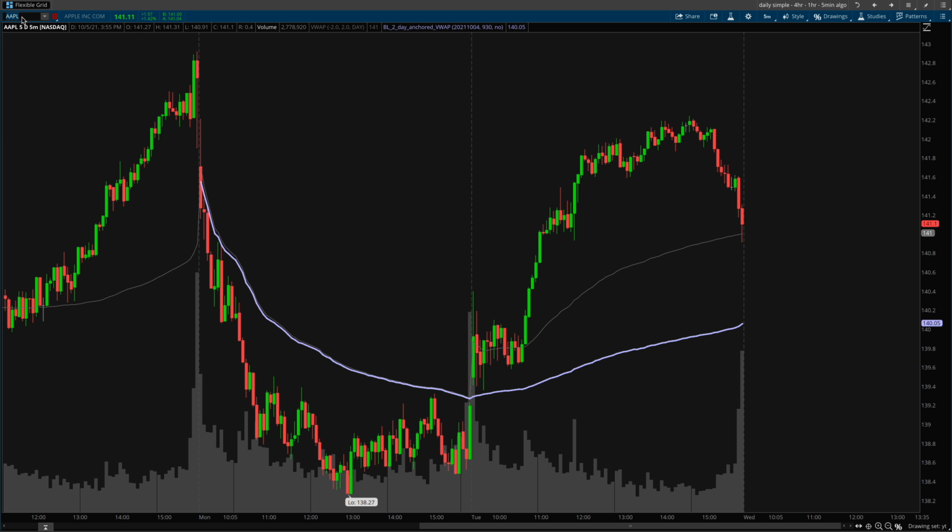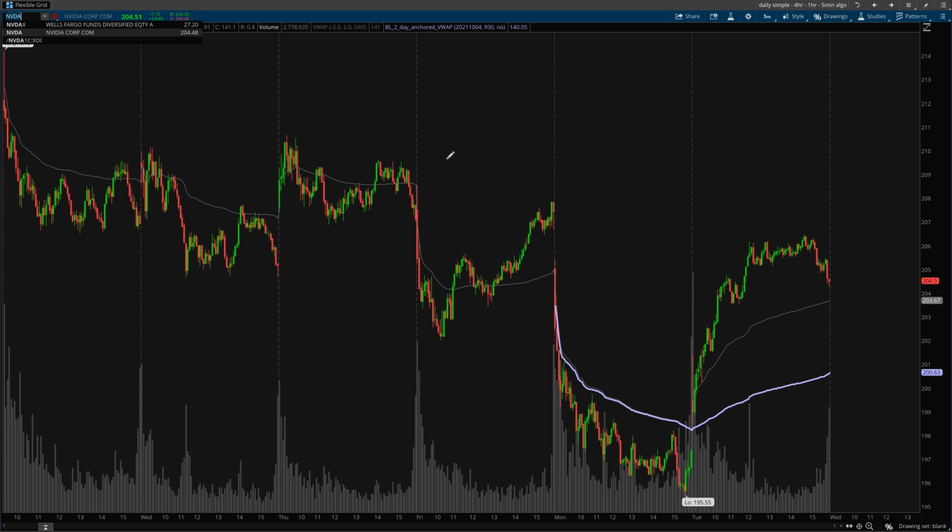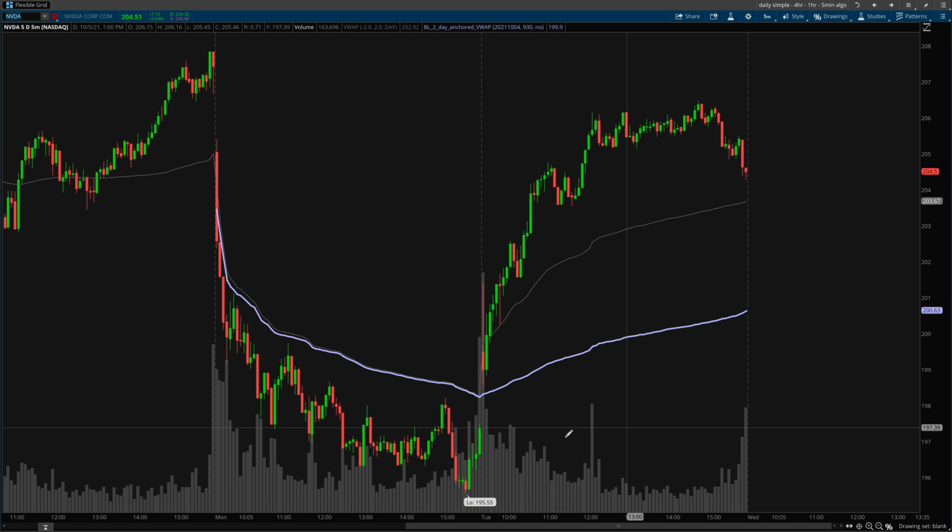Let's jump to another example from today. Let's look at NVDA. Here we go. Clean trade, similar situation again. First 5 minutes, it pushes up, comes back down. It doesn't quite touch it. We'll take a look at some pre-market activity in a second.